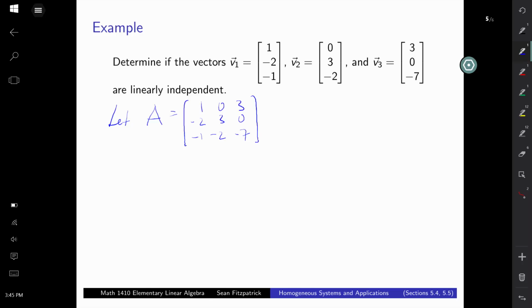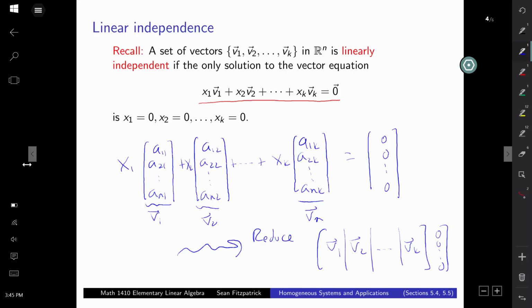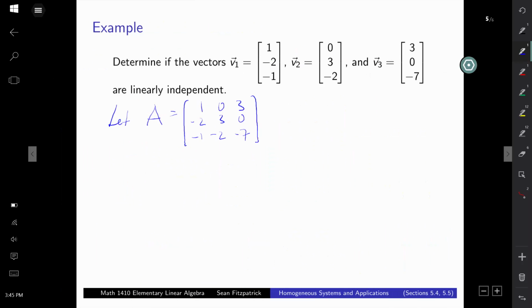We figure out what the reduced row echelon form is. If we end up with a leading 1 in each one of the columns, that gives us the unique solution. It tells us that x1 is 0, x2 is 0, and so on. If there's a column with no leading 1, that means the corresponding variable is free. We get a parameter, and that means we can come up with a non-zero solution.